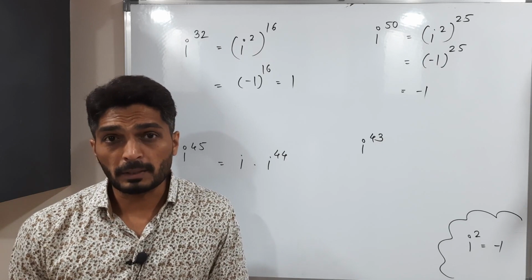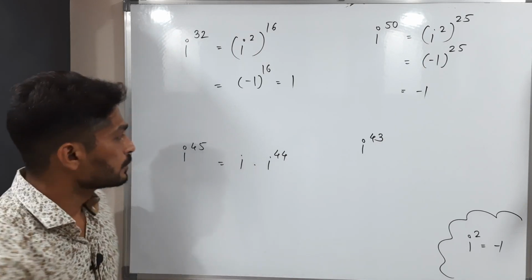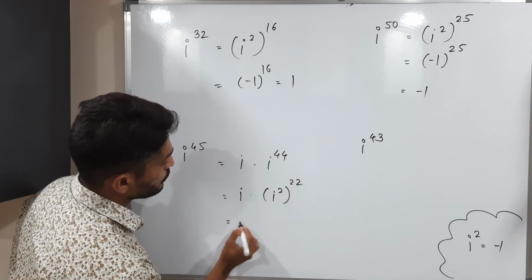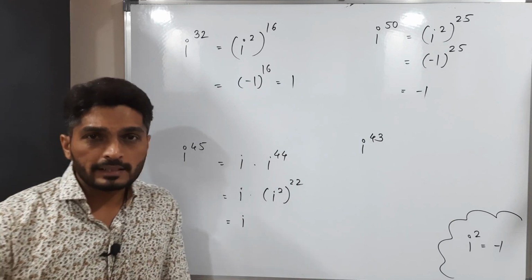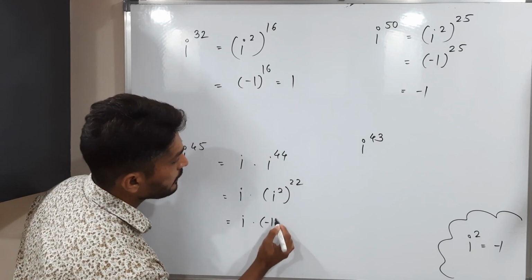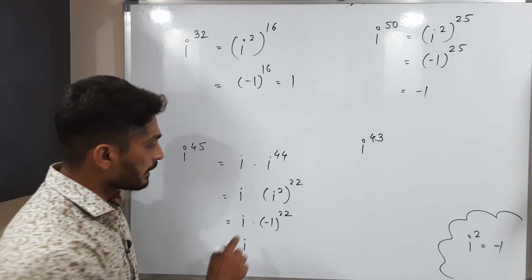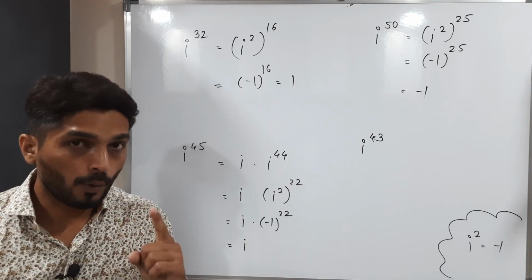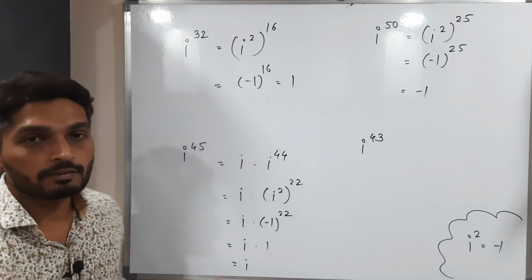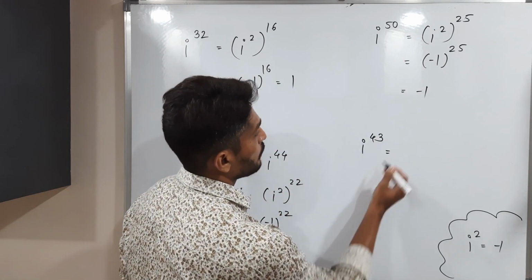44 is an even number, so we can express it as 2 into 22. Therefore i into i square raised to 22. I will simply copy that i as it is, and what is the value of i square? That is minus 1. So we can write minus 1 raised to 22, times i. 22 is an even number, and minus 1 raised to an even number we will have 1. So into 1, that means i. So what is the value of i raised to 45? It is simply i.